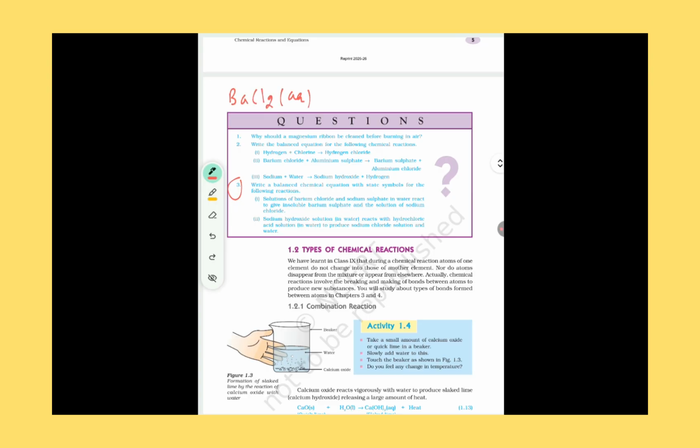So barium chloride, that means formula will become BaCl2 aqueous plus sodium sulfate aqueous, as it is in water, Na2SO4 aqueous. It is producing us how much? React to give insoluble. That means it is going to be a precipitation reaction. Insoluble substance is being formed. Insoluble means it will be in solid state. BaSO4 solid precipitate plus, and the solution of what? Sodium chloride. Solution means aqueous solution, NaCl aqueous.